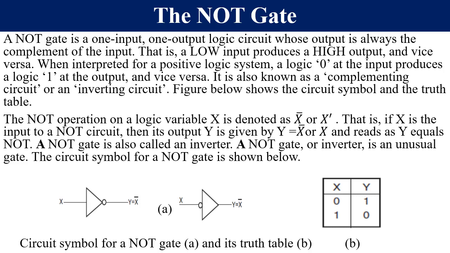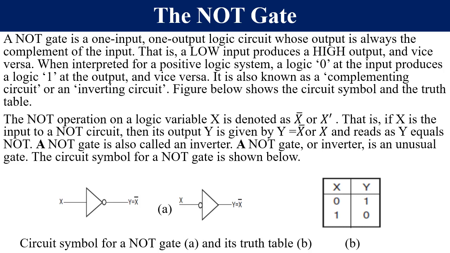Please take note of the logic symbol. You can see it has one input, that is X, and you can see a bubble at the end of that gate. We call it a NOT function. So how do you represent that using a Boolean expression?